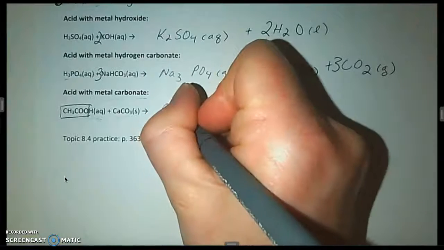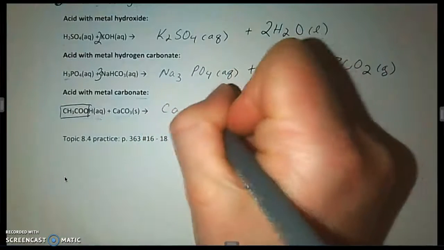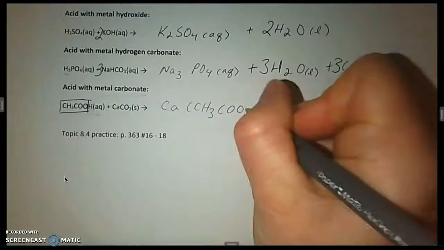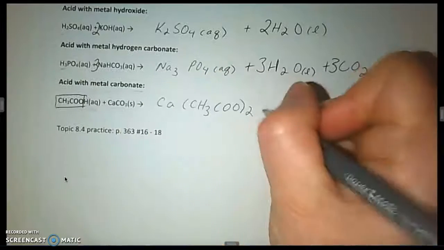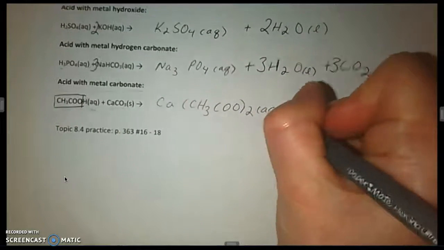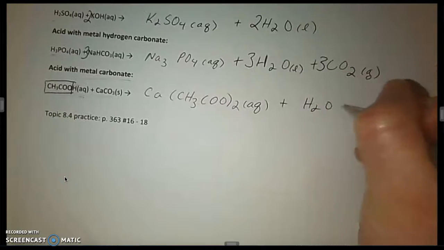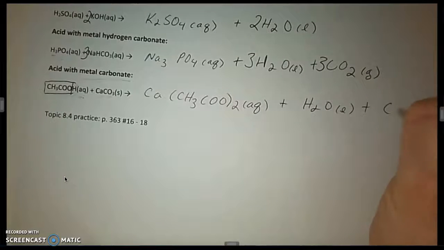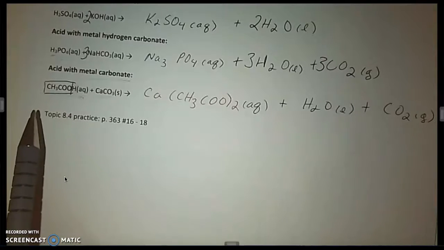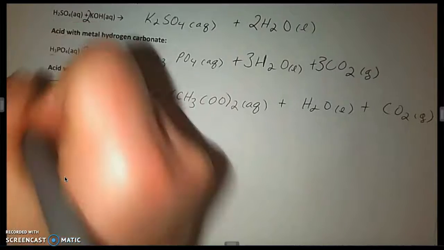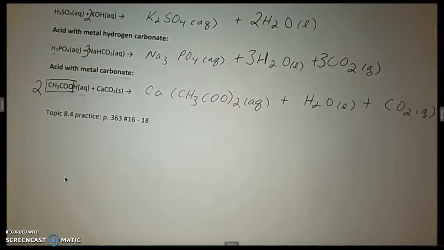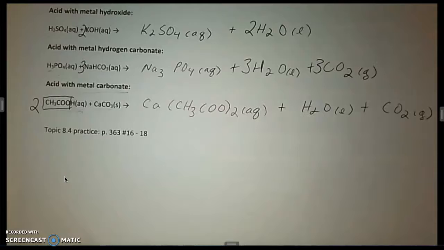Okay, so I'm going to make calcium acetate, with CH3COO. And then because calcium has a valence of 2, I need 2 of those. That's going to be a soluble salt. And then I'm going to make water and carbon dioxide. So when you have a carbonate present, you're going to make water and carbon dioxide. And then to balance that out, you're going to need 2 of your acetic acids. Okay, and then everything else works out pretty nicely.